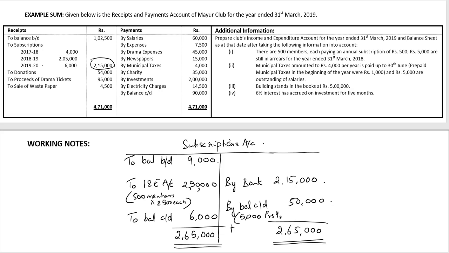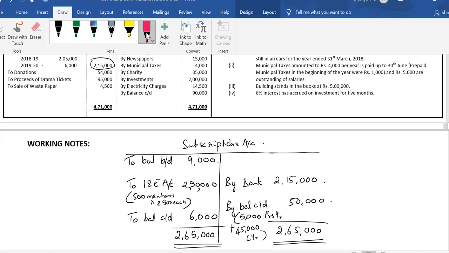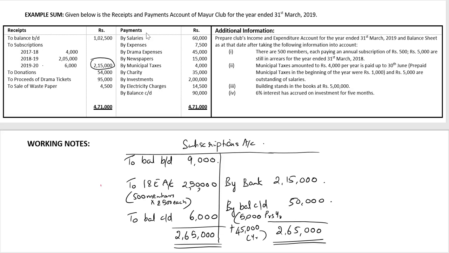5,000 of this relates to the previous year. So the amount pertaining to the current year is 45,000 rupees. The amount to be taken to the income and expenditure account is 2,50,000 rupees, and this amount of 50,000 rupees needs to be taken to the asset side of the closing balance sheet.